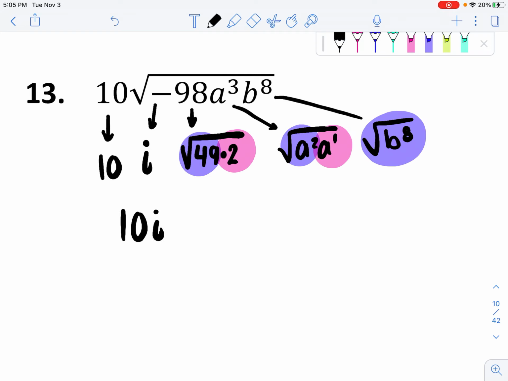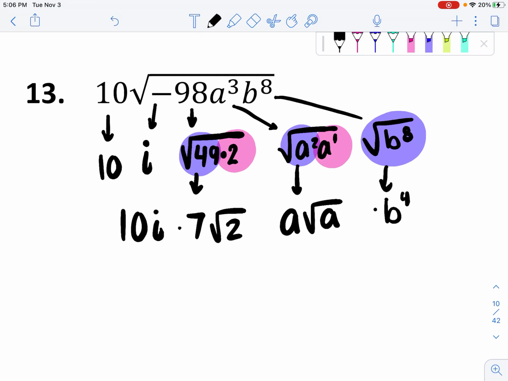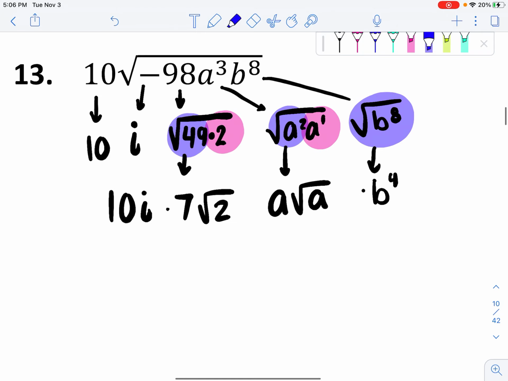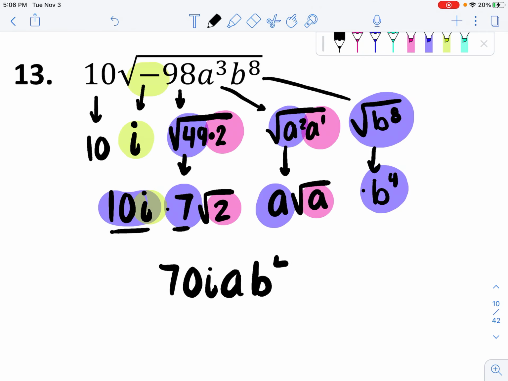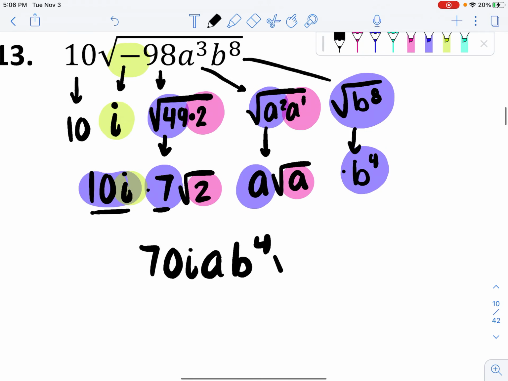So I have 10 and i on the outside. Then I get a 7. And then the square root of 2 is trapped. Then I get an a on the outside because the square root of a squared is a. And then the other a is trapped. And then I've got the b to the fourth because the square root of b to the eighth is b to the fourth. So these guys are freed and on the outside. And then I have the 2 and the a on the inside. So altogether I get 10i times 7. So that's 70i a b to the fourth. Those are all my things from the outside. And then underneath I've got 2a.